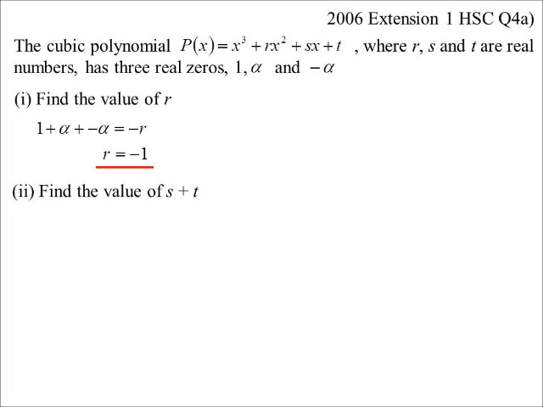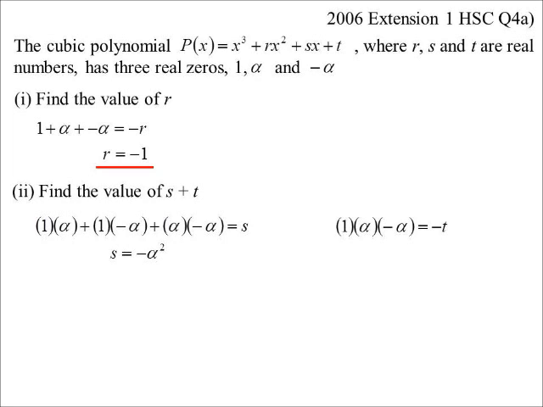Part 2, find the value then of not s and t, but s plus t. So they're not interested in individually what s and t are, but rather the sum of them. Okay, well I know 2 at a time is s. So s I know is -alpha squared, whatever alpha happens to be. If I use 3 at a time, I get that alpha squared is t. Hang on. S is -alpha squared, t is alpha squared, s plus t is 0.